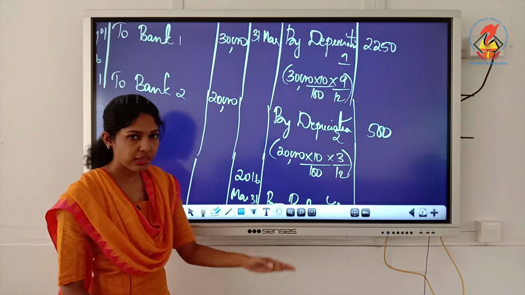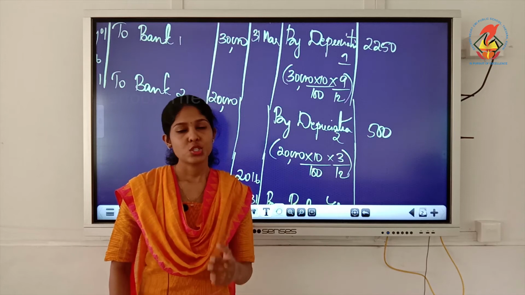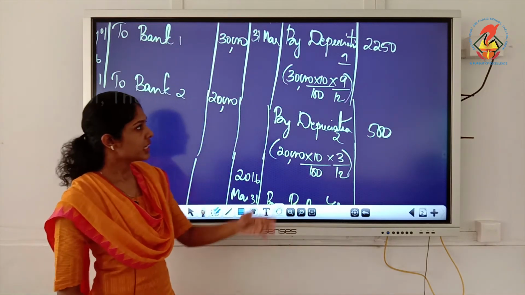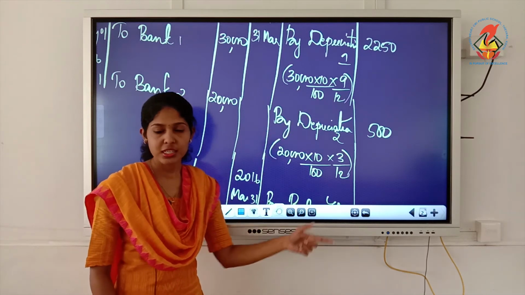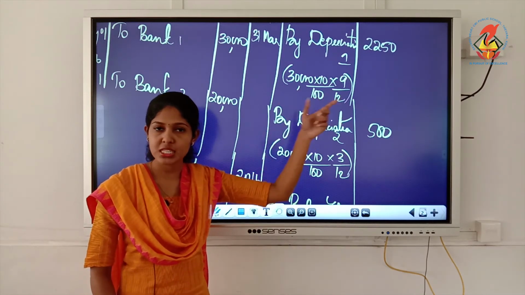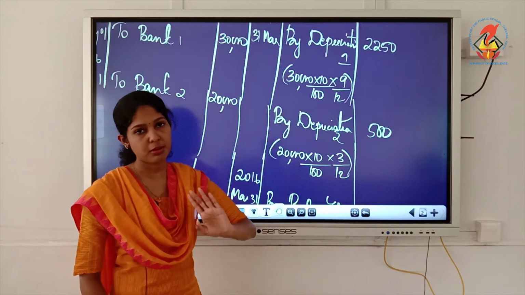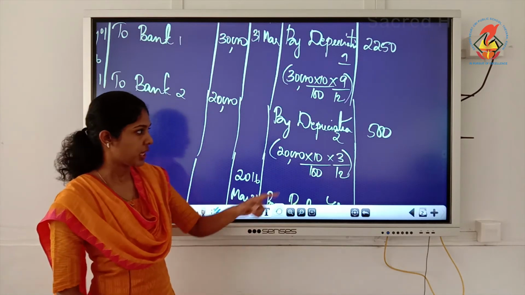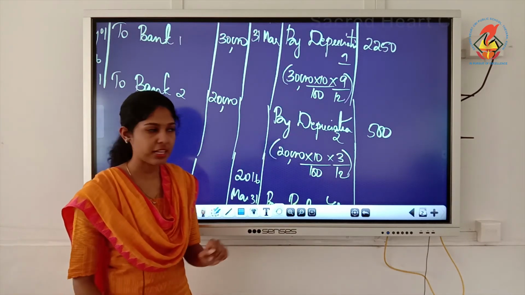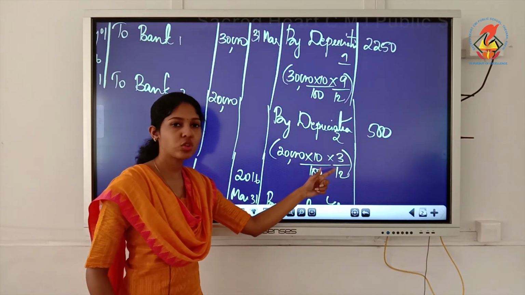We are supposed to write the same in the second year also, because we are following the straight line method. But here we have done this only for 9 months. In the second year, this machinery has completed 1 full year. So we have to do 30,000 into 10%, it will be 3,000, the machinery 1 depreciation. Then depreciation 2, what will it be? It should be 500 like in the previous year, but again this is for 3 months only.